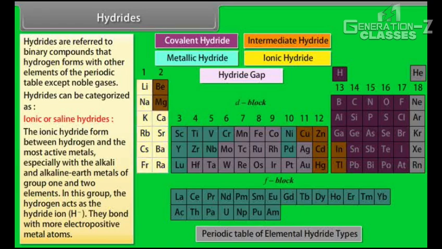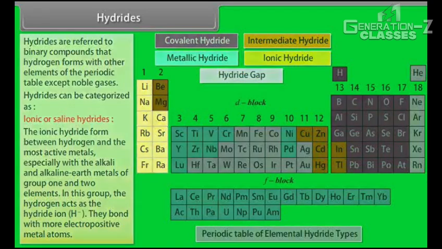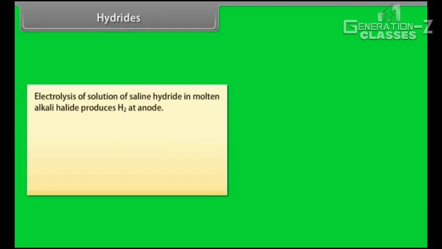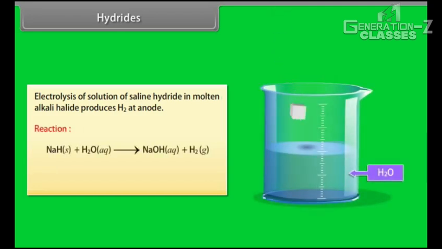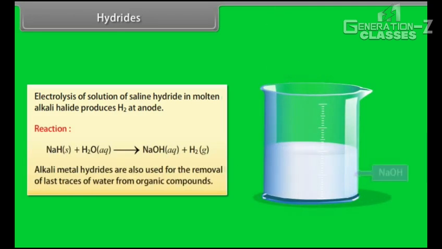They bond with more electropositive metal atoms. Electrolysis of a solution of saline hydride in molten alkali halide produces H2 at the anode. The reaction is given as. Alkali metal hydrides are also used for the removal of last traces of water from organic compounds.